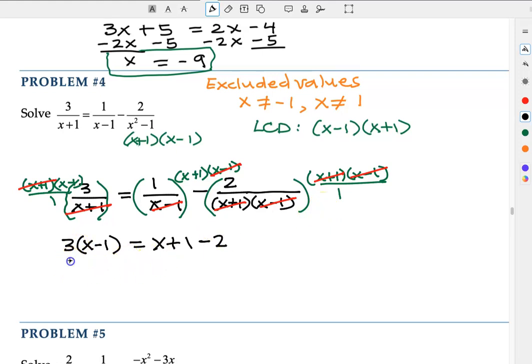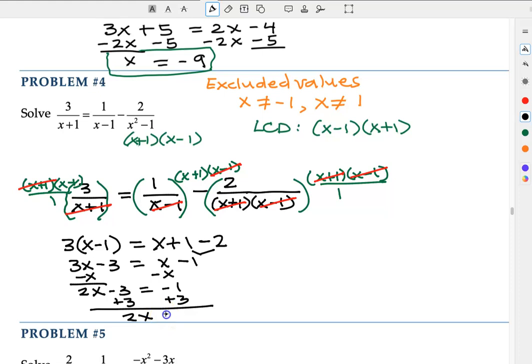So distribute that through. I got 3x minus 3 equals x minus 1 when I combine those together. Let me subtract my x over, so I get 2x minus 3 equals negative 1. Add the 3 over, so 2x equals 2. So what does that mean x is? We're dividing both by 2.